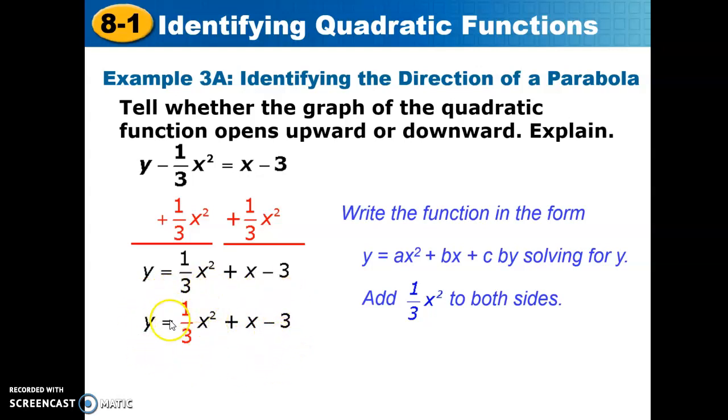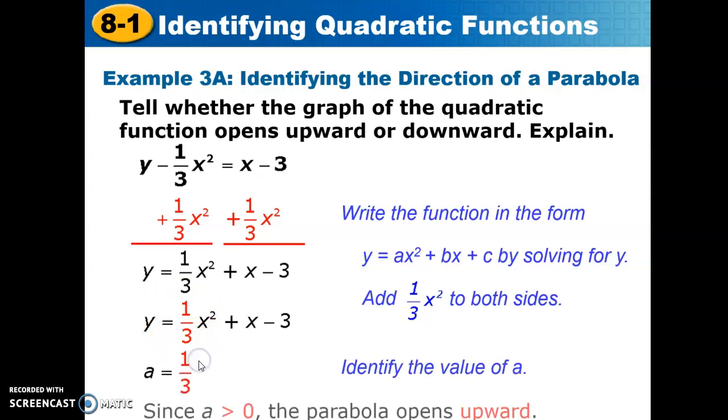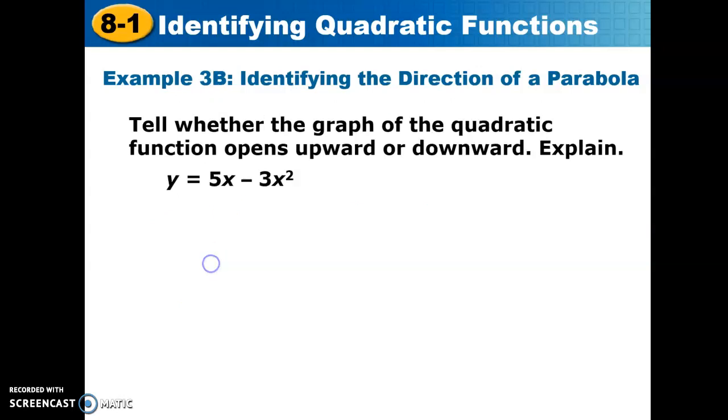So this is going to tell me a lot. This is going to tell me that this opens upward. It's a smiley face because 1/3 is positive. Okay? And that's all there is to it, to identify it. Okay, so when we go to graph, this stuff is really important, knowing which direction our parabola is going in.